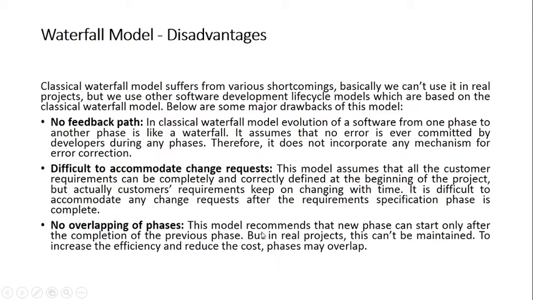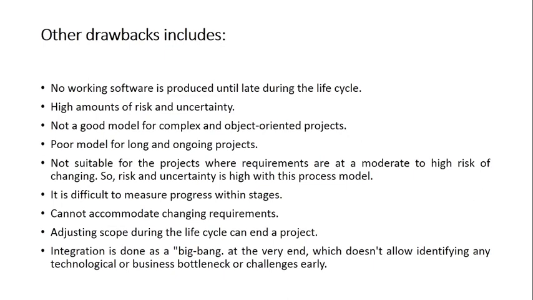Practically, overlapping is required, and that is done in other models, which is not present in this model. So these were the major drawbacks of this model. But other than that, we do have other drawbacks also. That is, no working software is produced until late during the life cycle. What it means is, the working software is available only once you have developed the entire software. That is, after the development phases and testing, only then is the customer able to view the software.